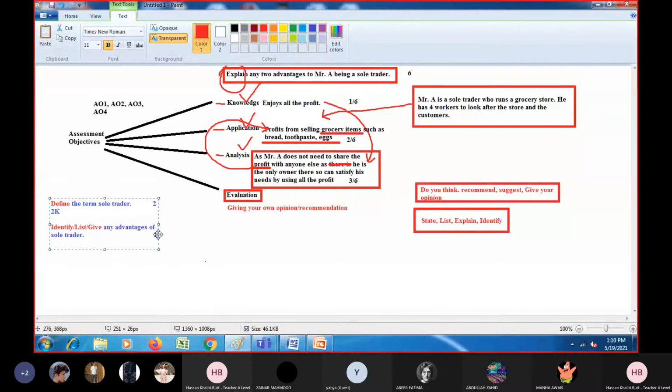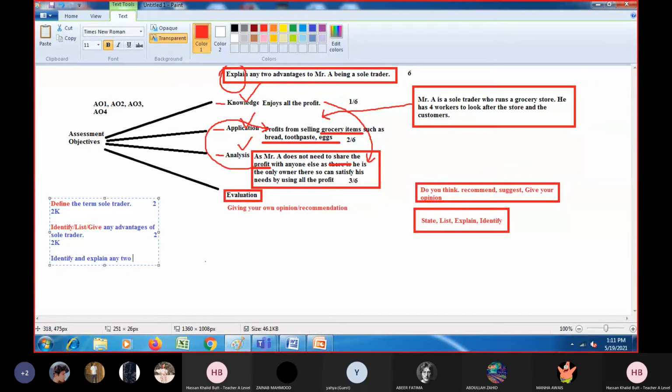So again, in this question, you will be demonstrating knowledge only. So 2 marks for knowledge, no application, no use of the context, no development of your points. You just mention the points. That is it. You will get 2 marks for the knowledge.